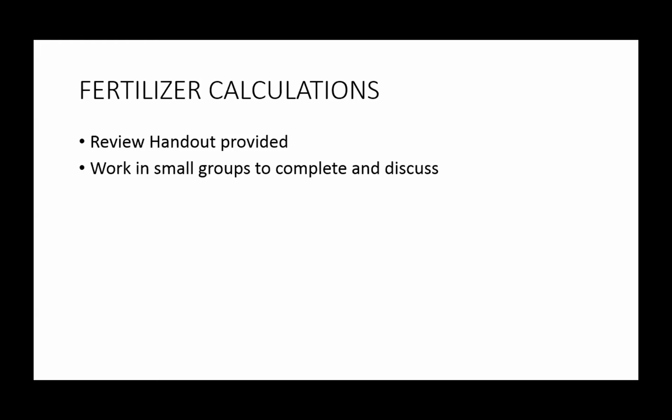It doesn't matter which one we start with. So using equation 1, how much nitrogen do we get out of 40 pounds of fertilizer? 20% of our fertilizer is nitrogen. So we take 20 divided by 100 and multiply it by 40, and we get 8. So if we apply 40 pounds of our fertilizer, we get 8 pounds of nitrogen.